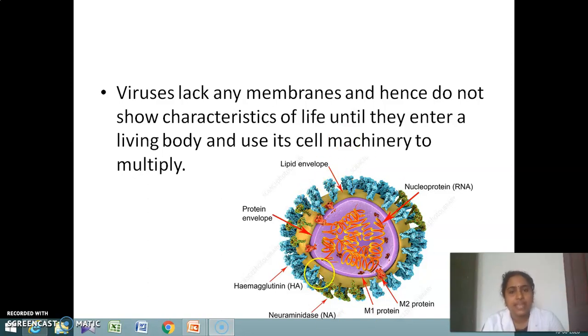Clear? Viruses lack a cell membrane. You just observe this diagram. They have only a lipid envelope and a protein envelope. They lack the cell membrane and all other cell organelles. That's why when a virus is present on a surface, that means when it is outside the body of a living organism, it is non-living, same as our book or our pen.